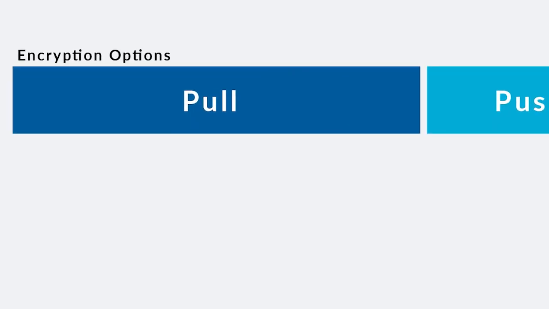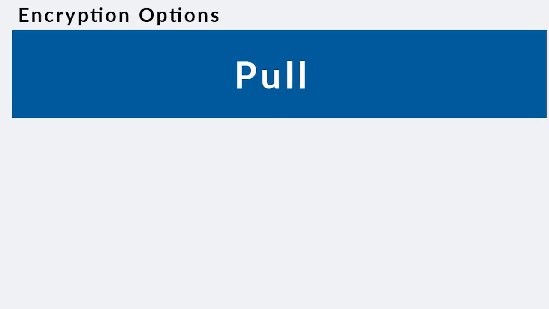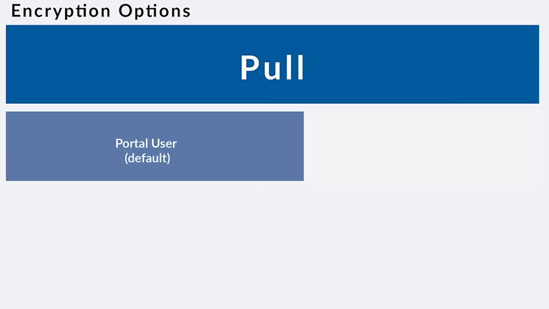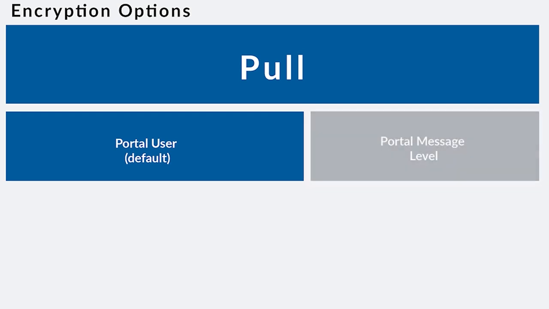Pull is a more ubiquitous or consistent way that any encryption platform will probably offer as a delivery. It's sort of the thing that will always work for every recipient, right? Everybody knows how to access a portal. Everybody knows how to log in. But Echoworx does this in a very special way. We sort of have two fundamental ways of looking at portal. We have what's called a portal user and a portal message level.